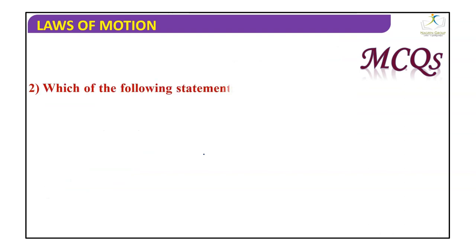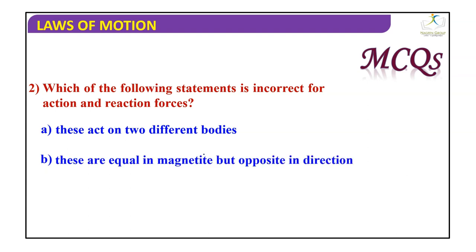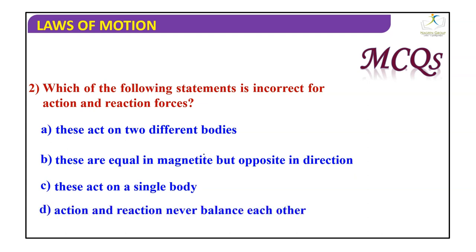Now the second question: which of the following statements is incorrect for action and reaction forces? These act on two different bodies. These are equal in magnitude but opposite in direction. These act on a single body. Action and reaction never balance each other. As I told you earlier, students, these act on two different bodies, so that is a correct statement. These are equal in magnitude but opposite in direction, this is also correct.